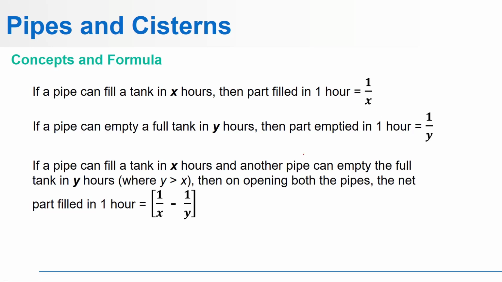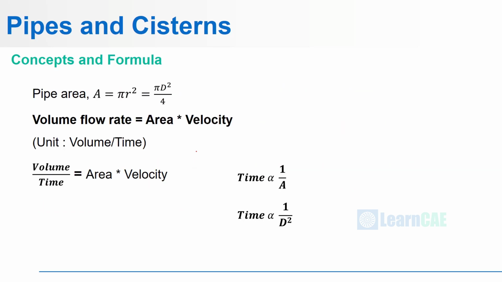So we can club these two together. That is, if a pipe can fill a tank in x hours and another pipe can empty the full tank in y hours, where y is greater than x, it means the pipe can fill quickly. Then on opening both the pipes, the net part filled in 1 hour will be equal to 1 by x minus 1 by y.